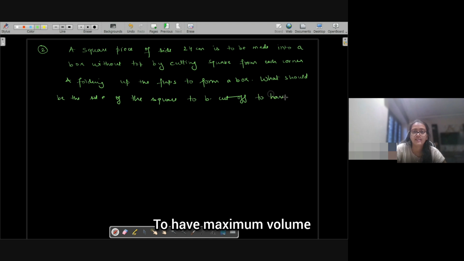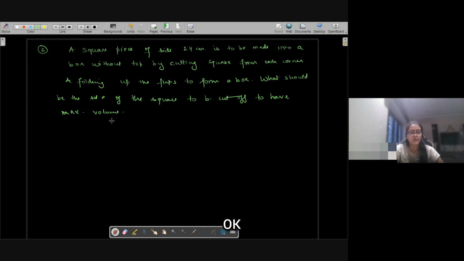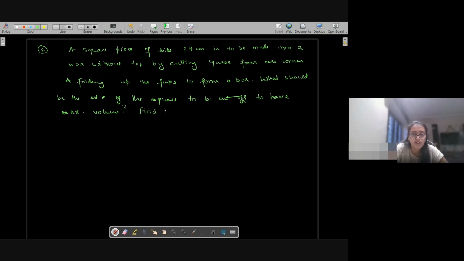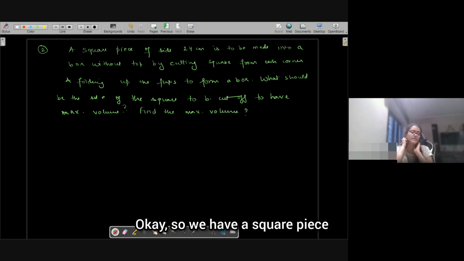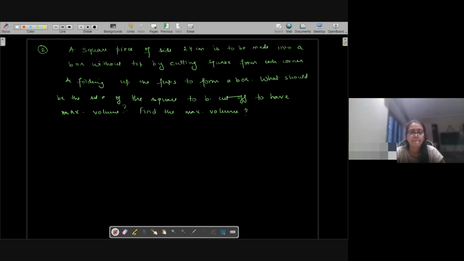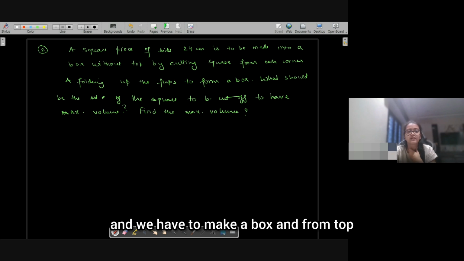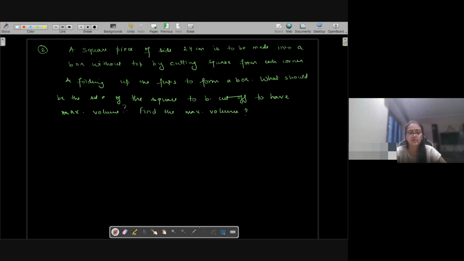To have maximum volume. And also we have to find the maximum volume. So we have a square piece of side 24 centimeters. We have to cut it and make a box, and from the top, it will be open.